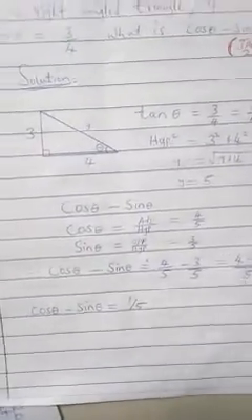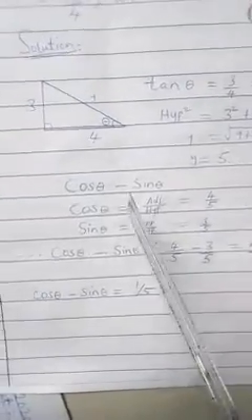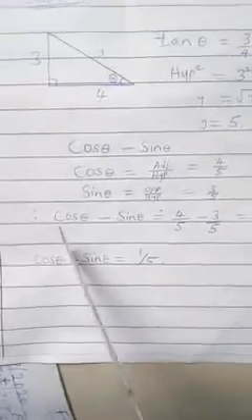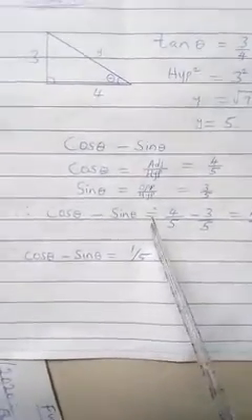Cos theta means what? Adjacent all over hypotenuse, which is 4 all over 5. Sin theta is opposite all over hypotenuse, which is 3 all over 5. Therefore, to simplify cos theta minus sin theta, in place of cos theta you write 4 all over 5. In place of sin theta, you write 3 over 5. 4 all over 5 minus 3 all over 5. They have a common denominator of 5. So 4 minus 3 is 1. 1 divided by 5. That is the simplification of cos theta minus sin theta in the question.